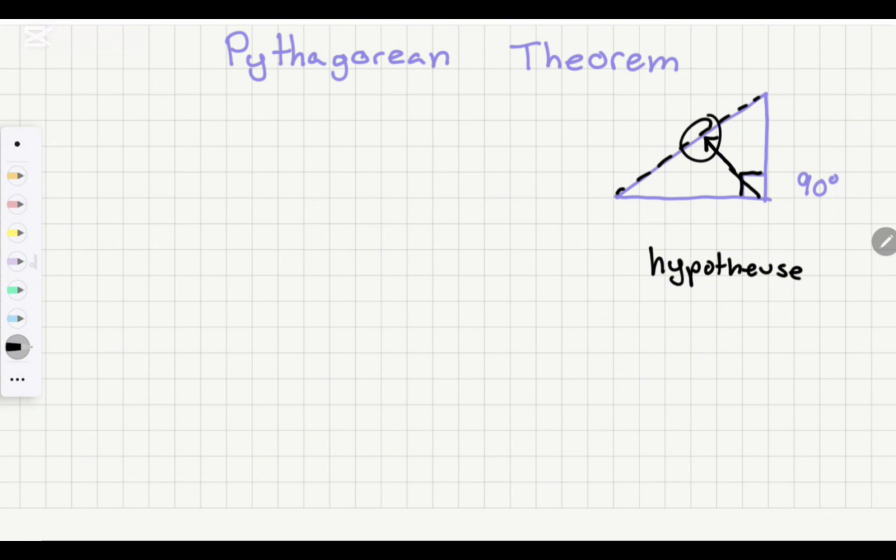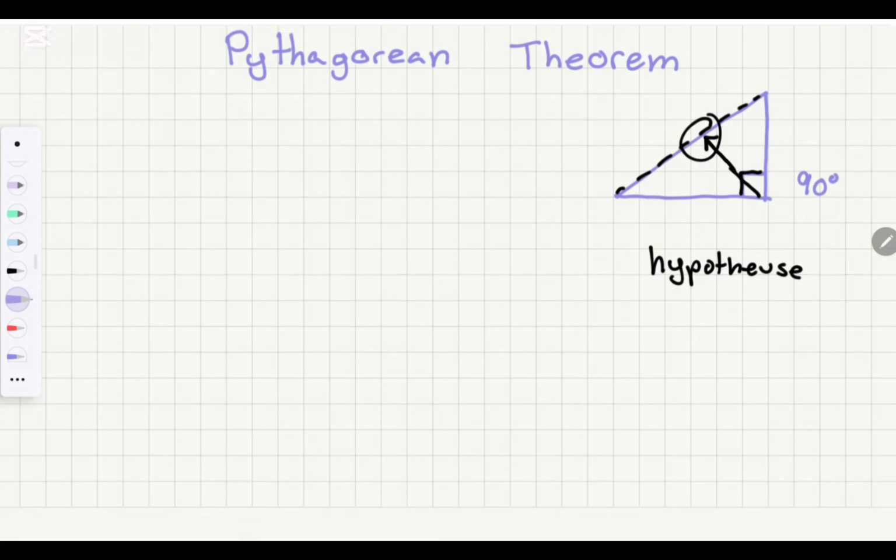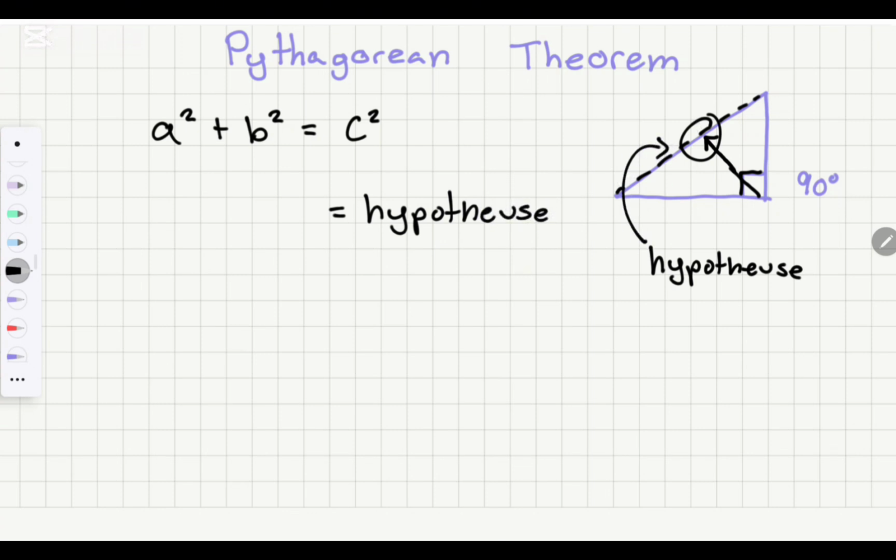So what is the equation for the Pythagorean theorem? The Pythagorean theorem, I'm gonna do that in black actually, is a squared plus b squared equals c squared. But what does this mean? So c squared right here is always going to be our hypotenuse. And again, our hypotenuse is our longest side.